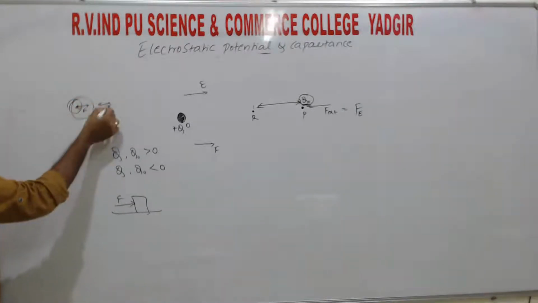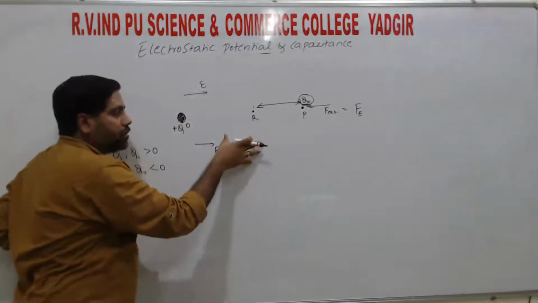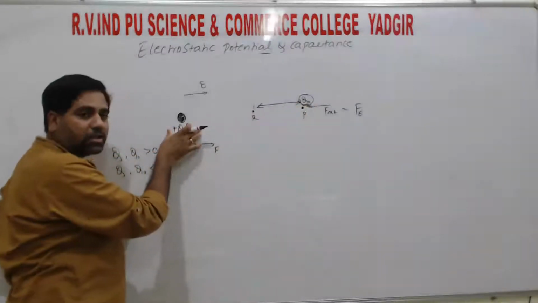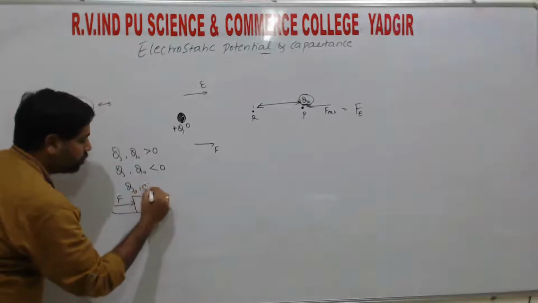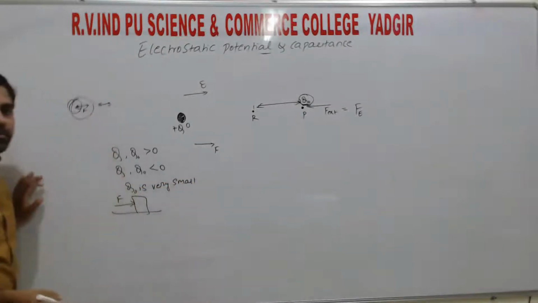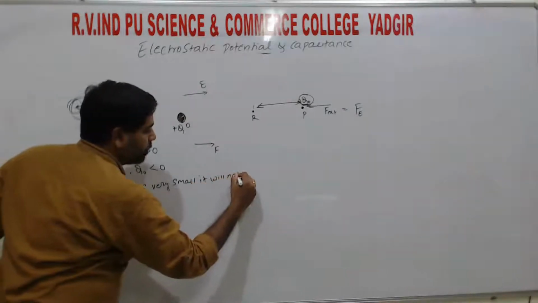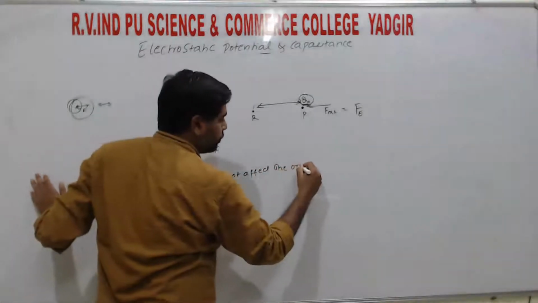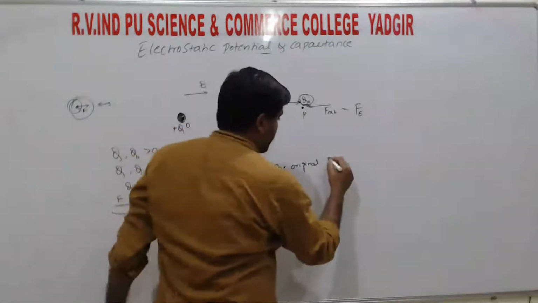So these are equal and opposite charges, right? So what should the condition shown here be? This Q naught will not affect this charge Q. So that means Q naught is very small, right? That means it will not affect the original configuration, right?